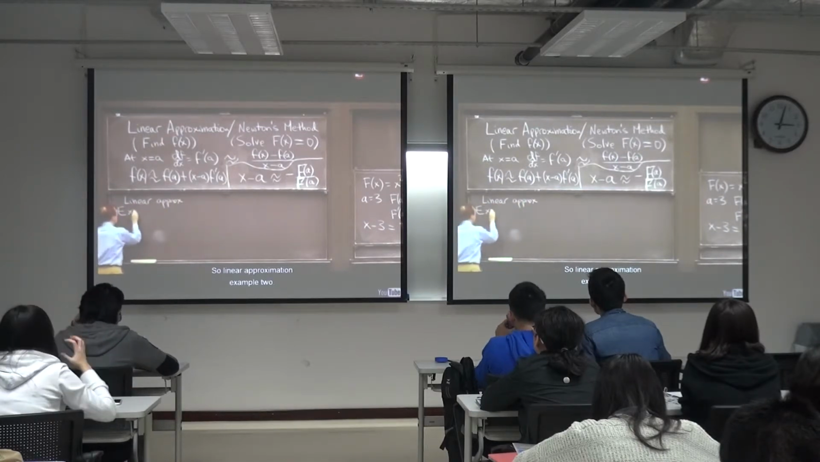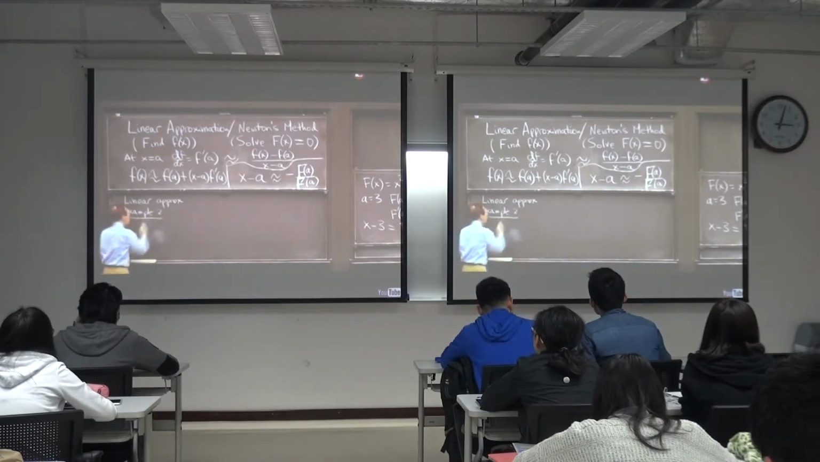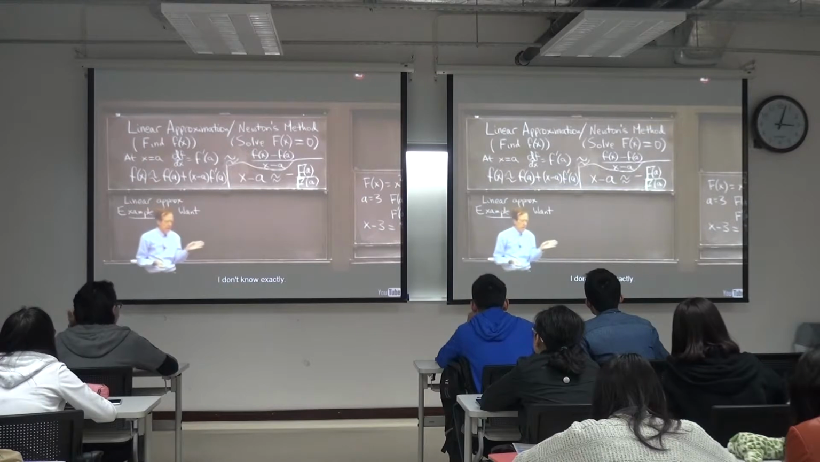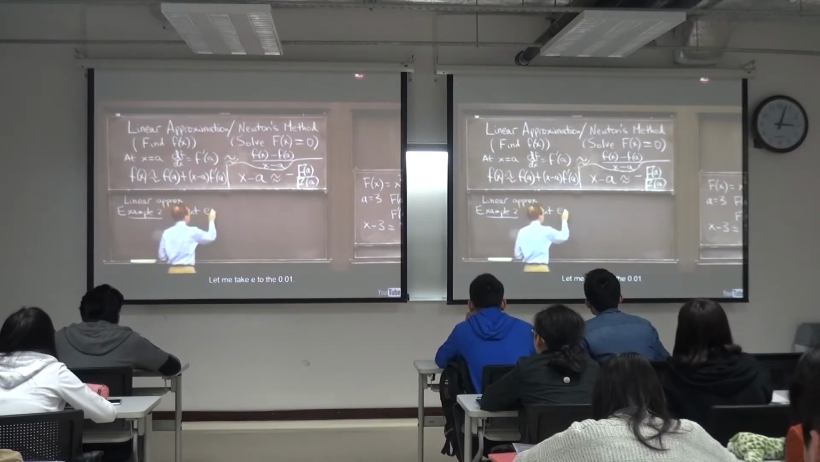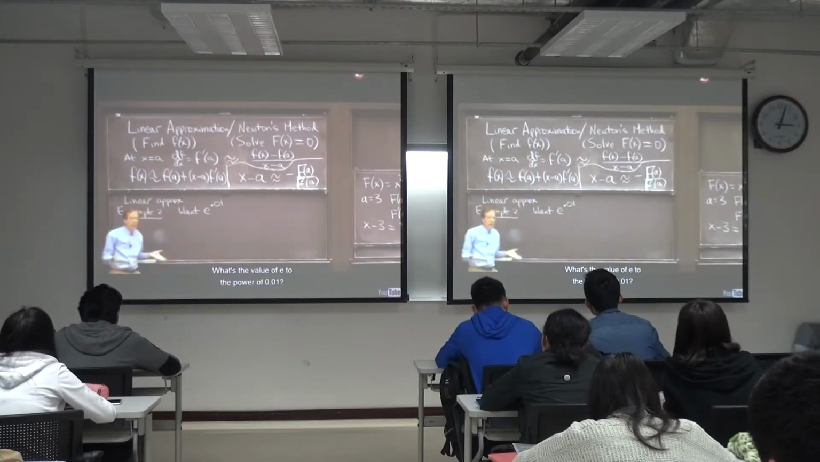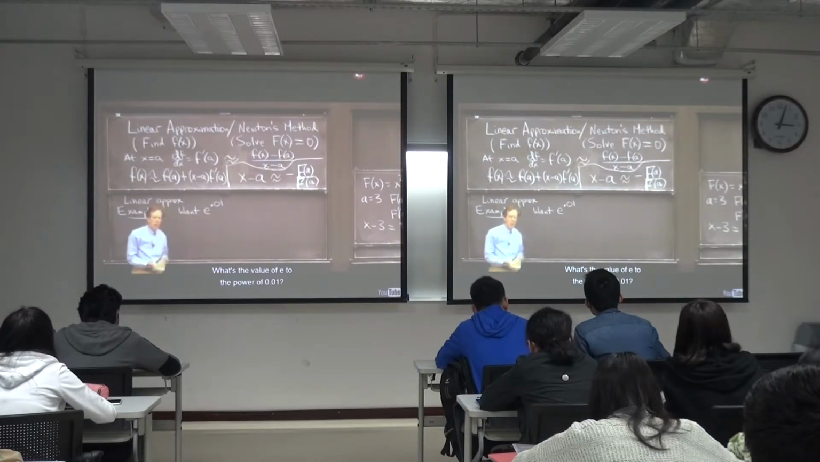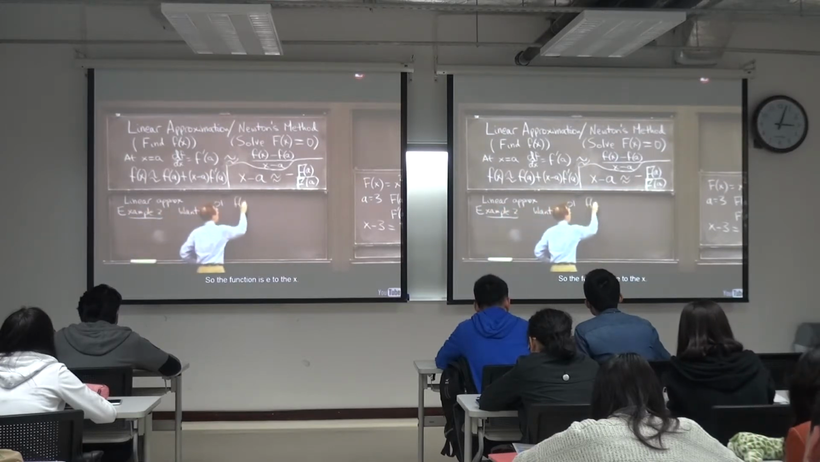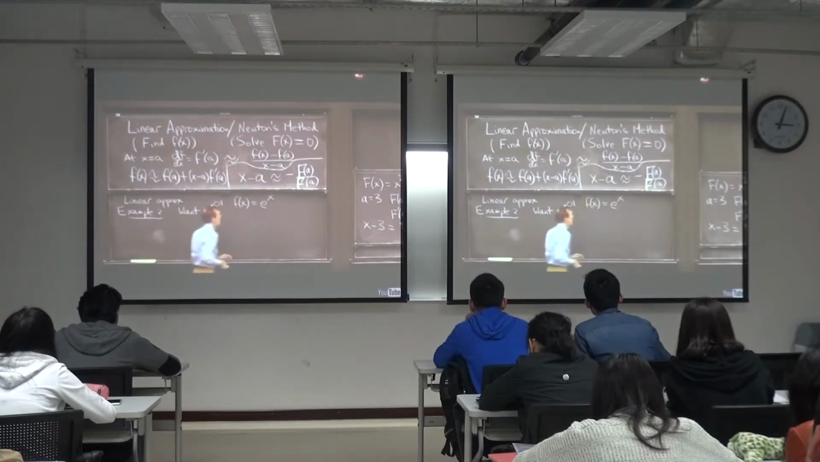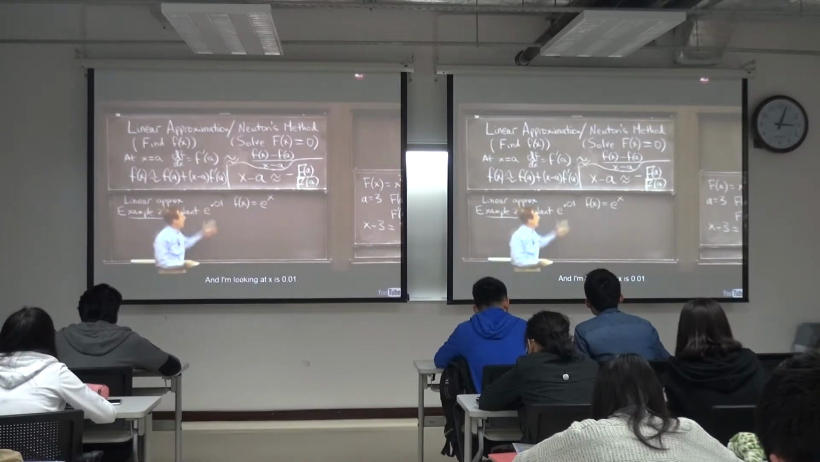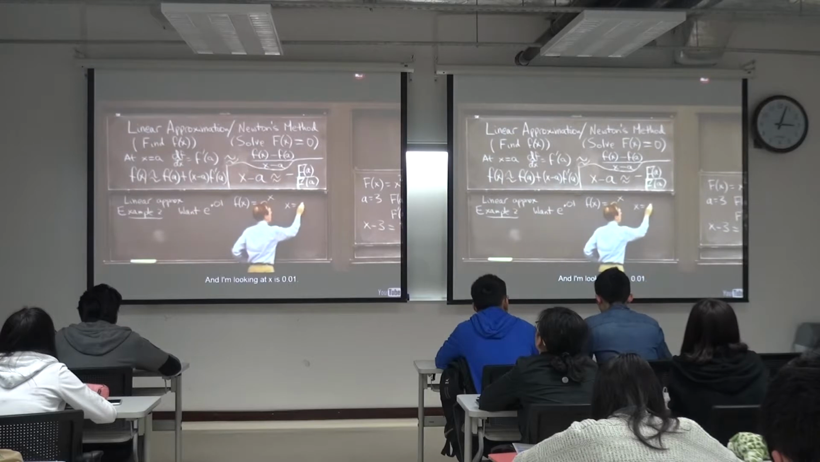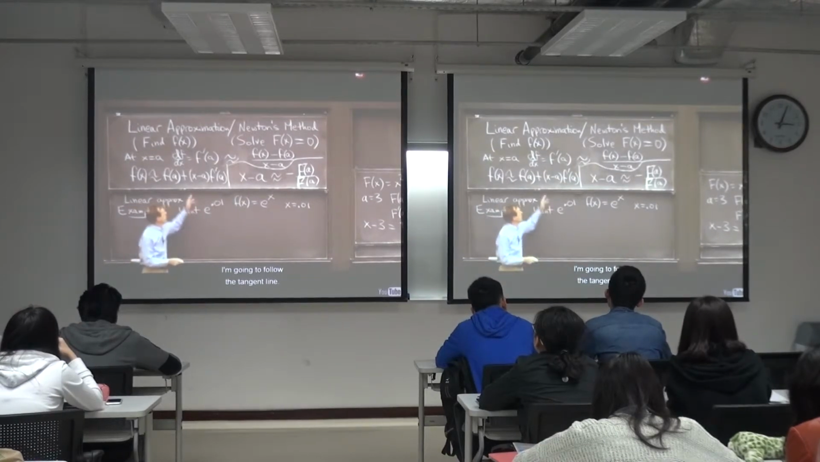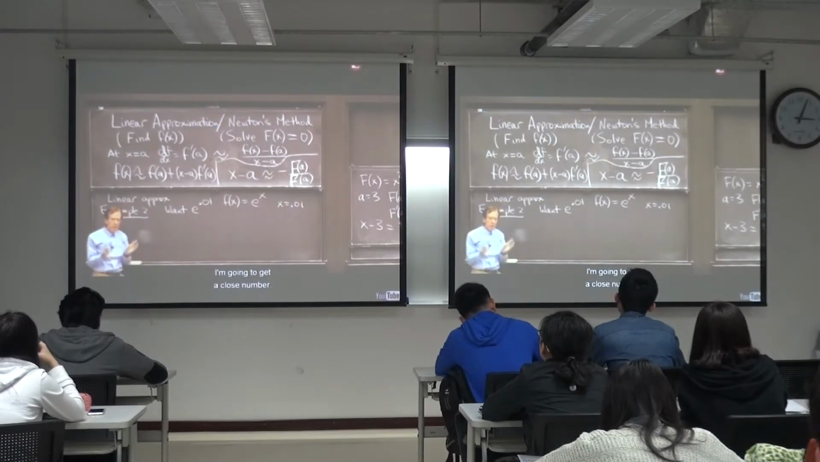Example 2. So I want, okay, I'm going to look for something that I don't know exactly. Let me take e to the 0.01. What's the value of e to the power of 0.01? Okay. So the function is e to the x, and I'm looking at x is 0.01. That's what I want. I am not going to get an exact number. I'm going to follow the tangent line. I'm going to get a close number.